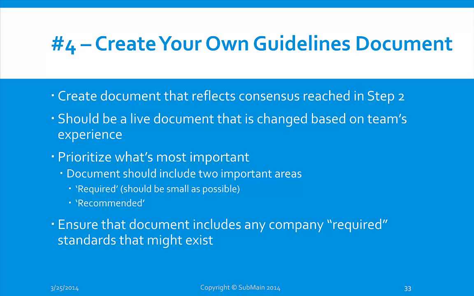The next thing is from the consensus and the changes: make your own guidelines document and make it very easy to have available to all the developers. There really should be two big sections in how you look at your coding standards. One is required. Required should be things like calling dispose, things that not only are hard at the application level to make sure that virtual memory leaks don't happen, but also other things just about naming, so everything looks consistent. And also, as I've said already, make company required standards that might exist.